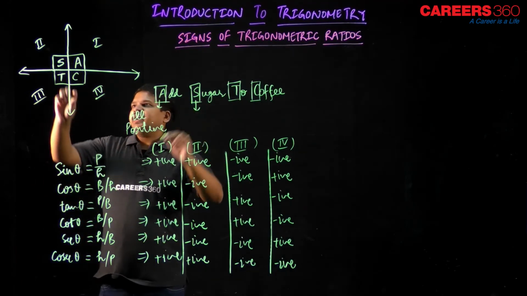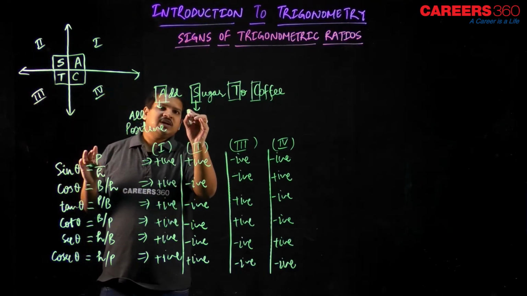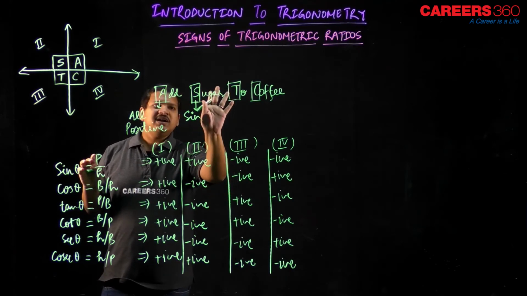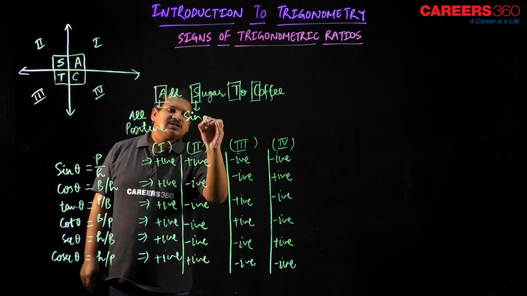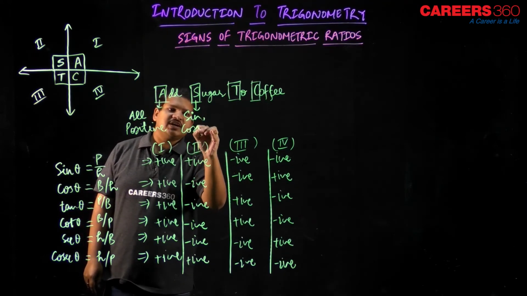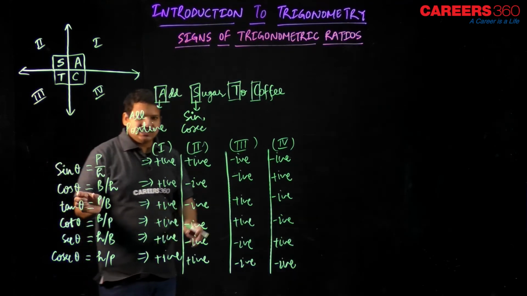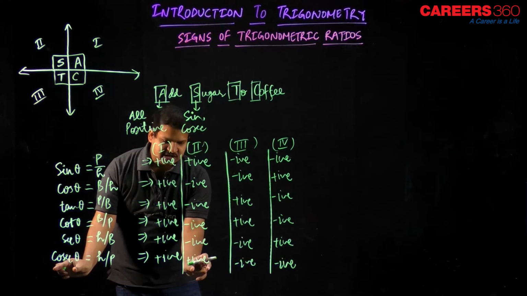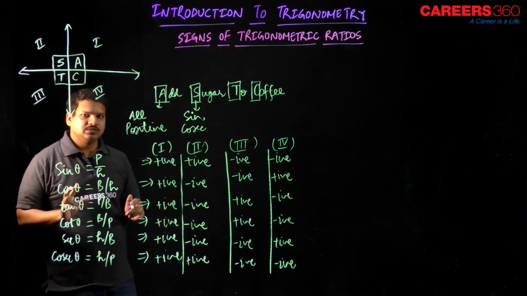Now in the second quadrant I have written S. What S means is sine, and the inverse of sine is what? Sine and cosec will be positive. So as you can see, in the second quadrant sine and cosec are positive, rest all are negative. I hope it is making sense to you.